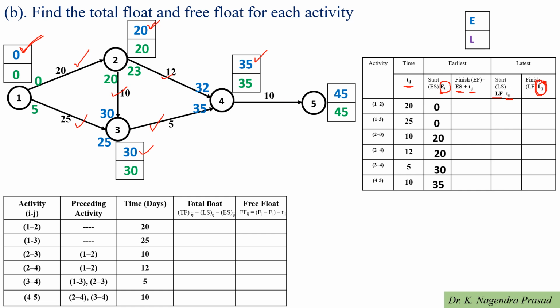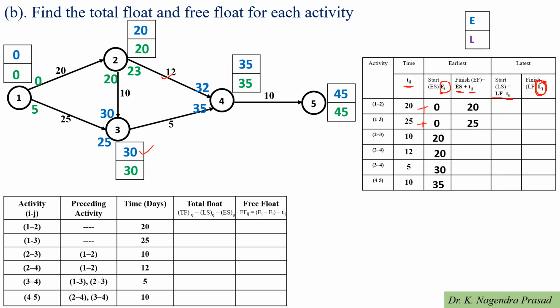So next we have to determine the earliest finish time for the each activity. So earliest finish time is the earliest start time plus time duration of the activity. So we know the earliest start time and also we know the time duration of the each activity. Then earliest finish time for the activity 1 to 2 is the earliest start time 0 and time duration is the 20. So 0 plus 20 which is equal to the 20. Similarly for the activity 1 to 3, earliest finish time is the 25 plus 0, that is the 25.